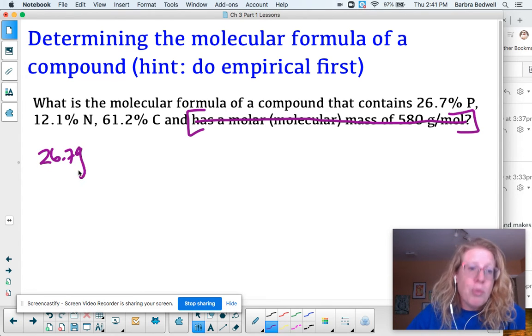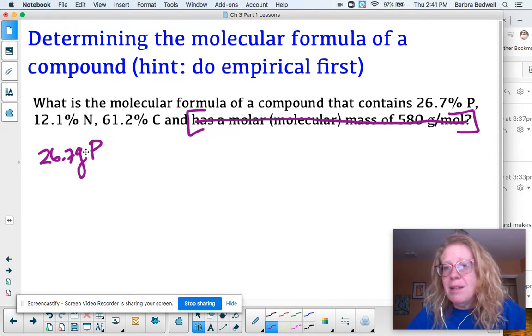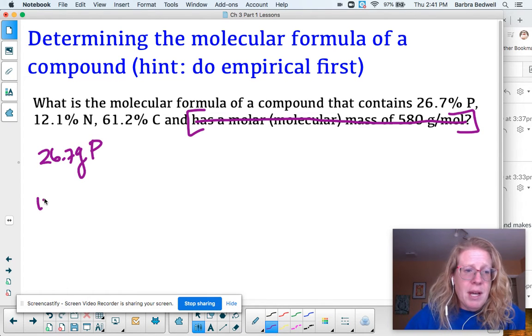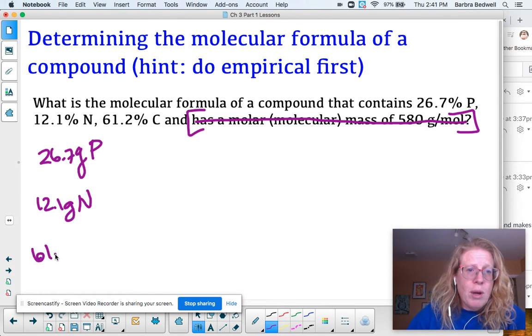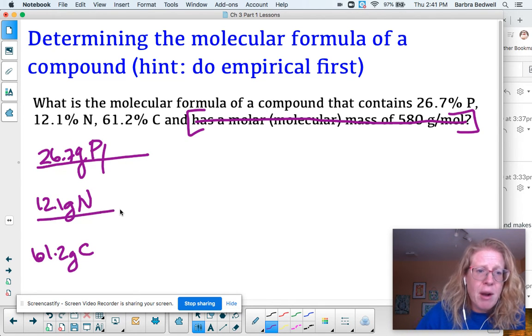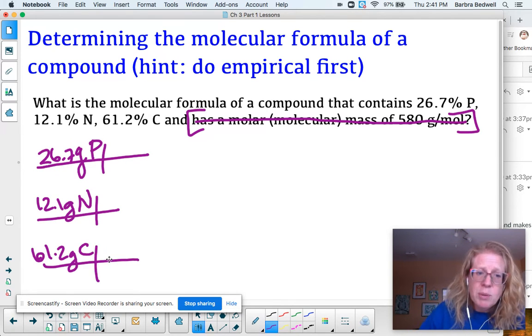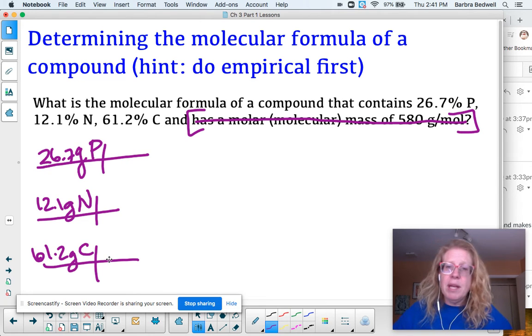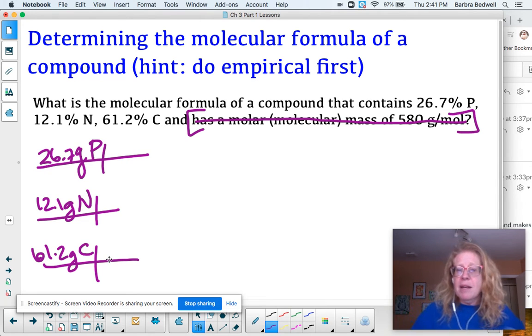So this one should be pretty straightforward. 26.7 grams of phosphorus. Again, when we have percent, we can deal with them as grams. 12.1 grams of nitrogen and 61.2 grams of carbon. So those are our three elements. Let's figure out what our empirical formula is. And once we know what our empirical formula is, then we can use this molecular mass to figure out what its molecular formula is.